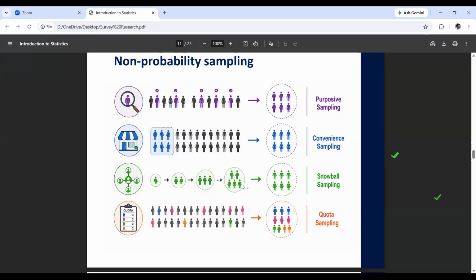Then second is convenience sampling. Suppose you want to conduct a study about the use of mobile phones among the graduate students or undergraduate students of Delhi University, Hindu College, St. Stephen's College, Hansraj College.